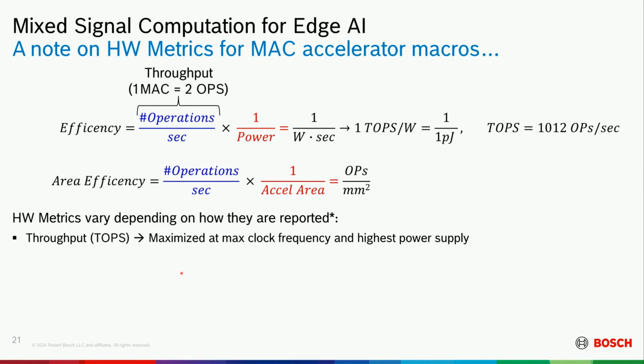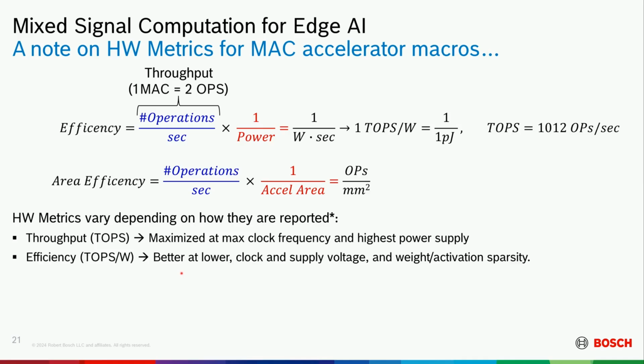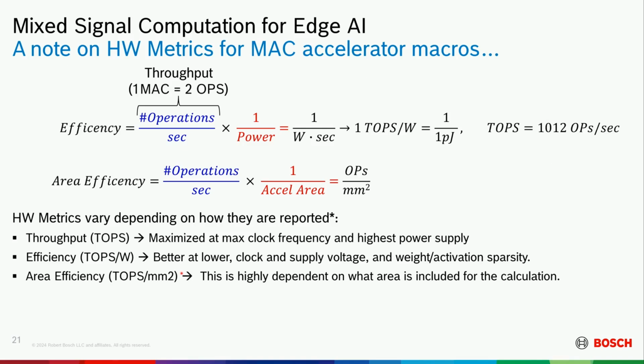And area efficiency is operations per second divided by area, that is, operations per second divided by millimeters squared. But then, throughput can be maximized by running at the max operating clock frequency and the highest power supply. And then efficiency is much better at lower clock frequency and lower power supply. Maybe you get lower power when you do that, and then you report your throughput at this and your efficiency at that, and that's in the title of your talk. So I would caution people to not do this, because I don't think that's actually fair in terms of what your actual performance is.